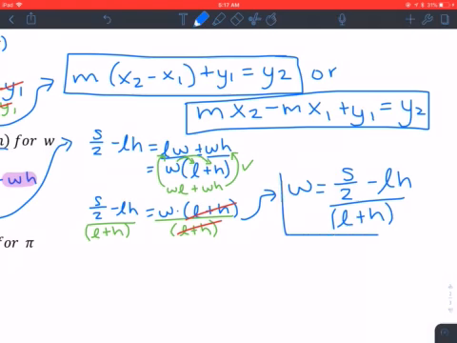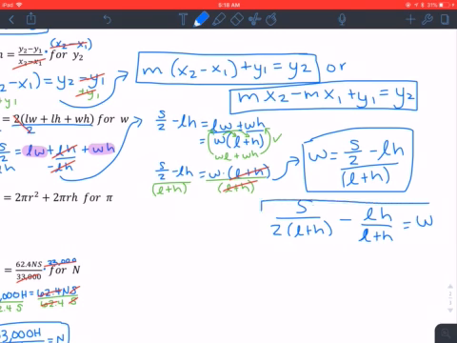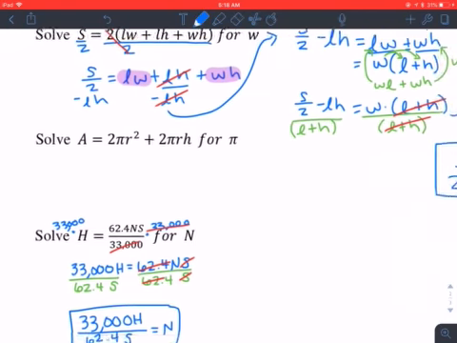And this is okay if you leave it in this form. We don't really like to see fractions inside of fractions, so we could rewrite this as S divided by 2 times L plus H minus LH divided by L plus H. Okay, let's look at the next one.